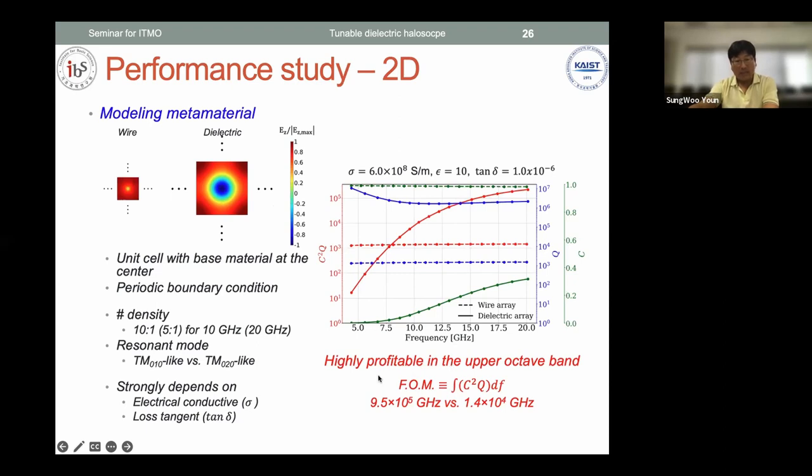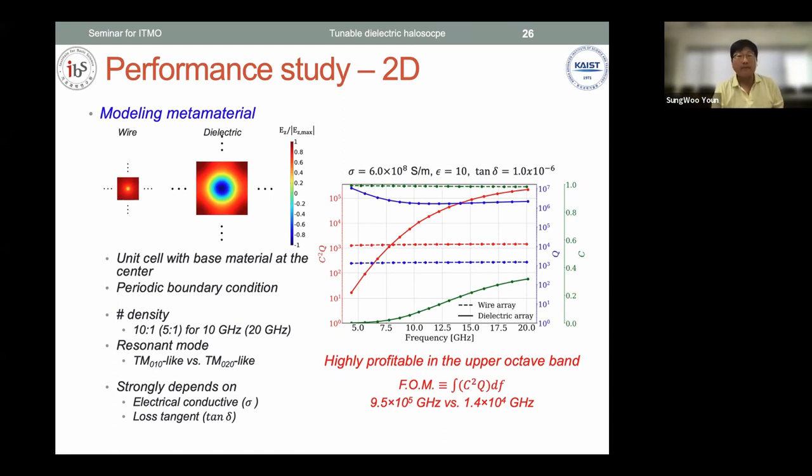By looking at this, we pretty much see that our design is highly profitable, particularly in the upper octave band in this region. If you wonder about some numbers, we defined a figure of merit, which is basically the integration of the area below these C squared Q curves. For the dielectric array it is about 10 to the 6, and for the other 10 to the 4. So two orders of magnitude higher, but this is all two-dimensional and basically ideal.